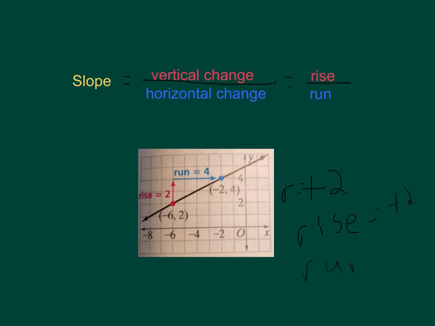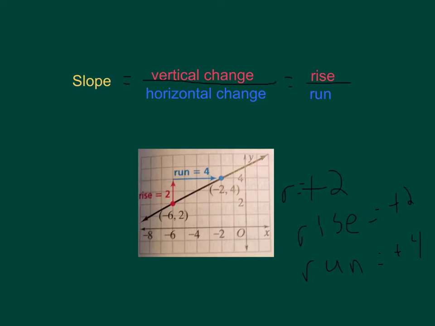Now for our run, again, we went left to right. We went from -6 to -2. That means we moved how many spaces? It's 4. So we say we ran positive 4 spaces, okay?